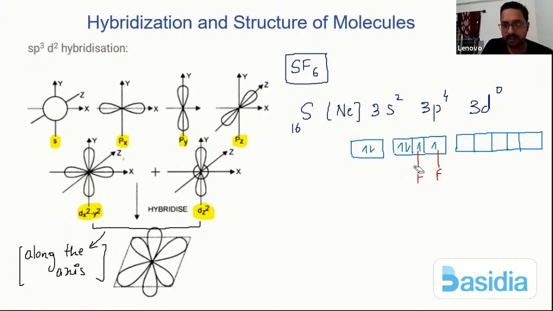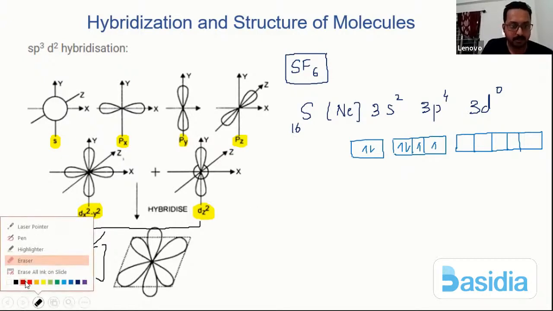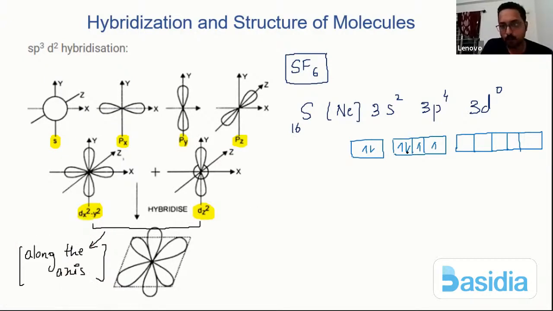So promotion of electrons will take place. Look at the promotion of the electrons now. I'm going to promote the electron. So one electron shifts over here. The promotion is possible because of the empty d orbitals. And also you see there's a promotion over here. So once this promotion takes place, the configuration completely changes. It changes to 3s1, 3p3 and 3d2.